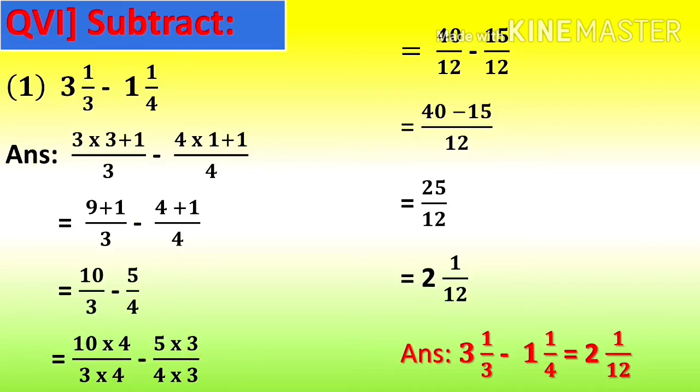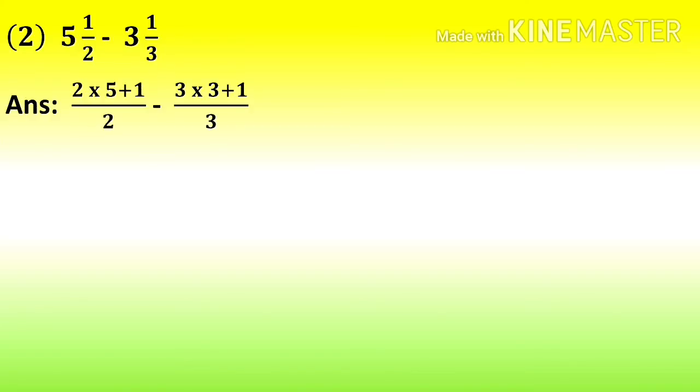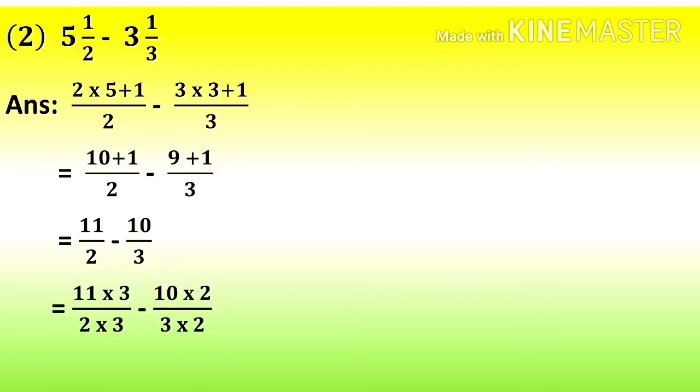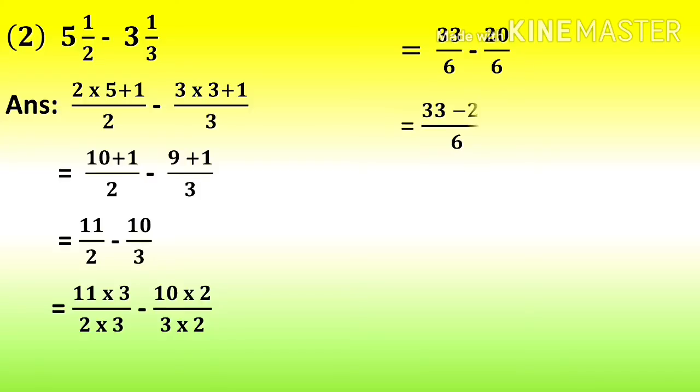Understood? Now the second sum. The second sum is 5 1/2 minus 3 1/3. Convert the mixed fractions into improper fractions. Here we get 11/2 minus 10/3. Again cross multiplication we will do. What do we get now? 33/6 minus 20/6. Now the denominator is the same. 33 minus 20, what we get, student? 13. Very good. 13/6.